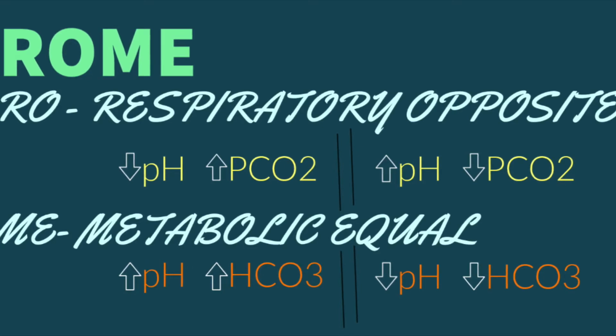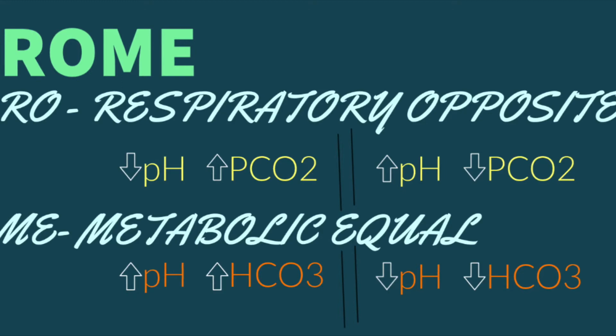And what happens in metabolic equal is the directions of both levels will be in equal directions. Like when pH increases, bicarb level also increases, and when pH decreases, bicarb level also decreases.